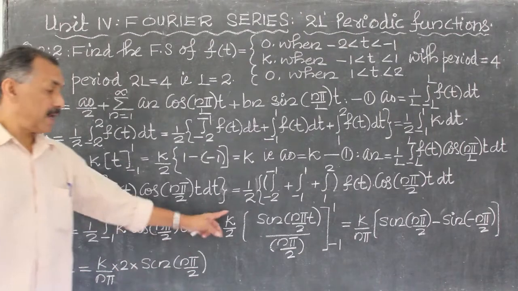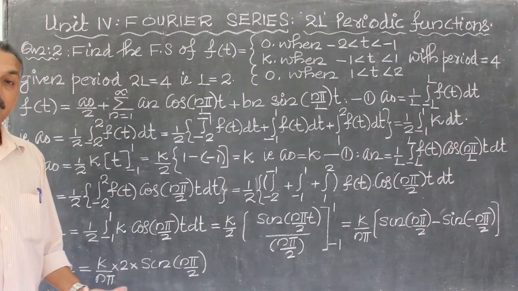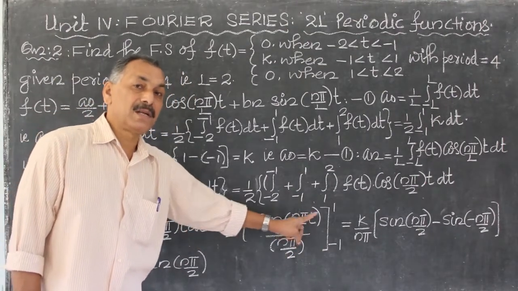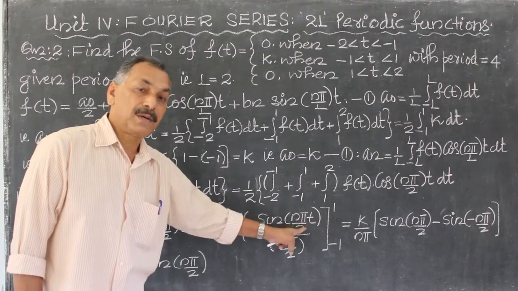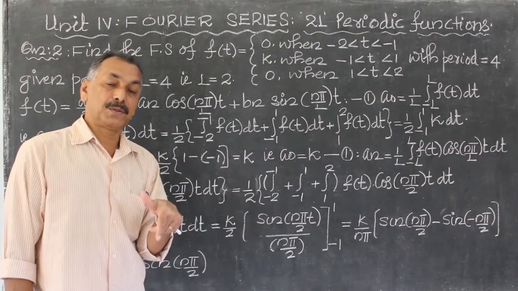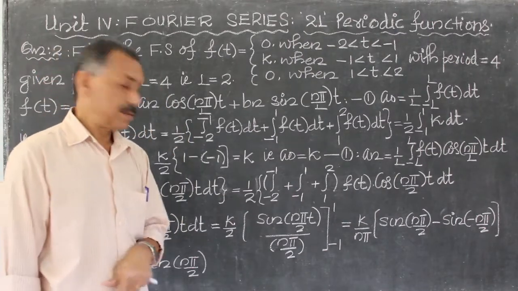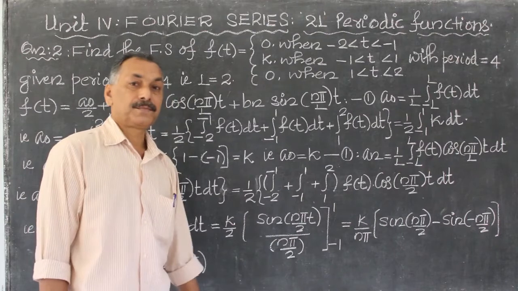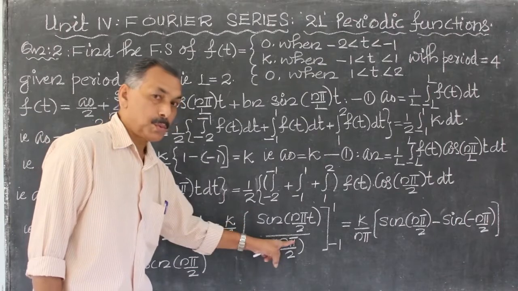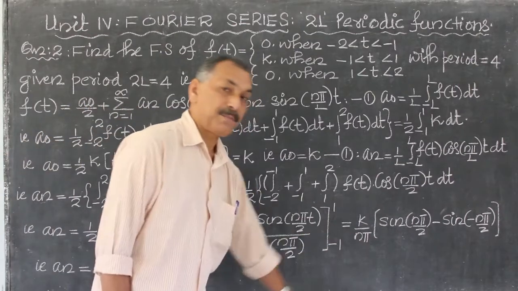That is equal to k by 2 into the integral of cos. What is the integral of cos theta? It is sin theta. So we get sin(n pi t by 2), divided by the derivative of n pi t by 2, which is n pi by 2. Dividing by n pi by 2 puts the 2 in the numerator, so k into 2, and the 2s cancel. That gives k divided by n pi.